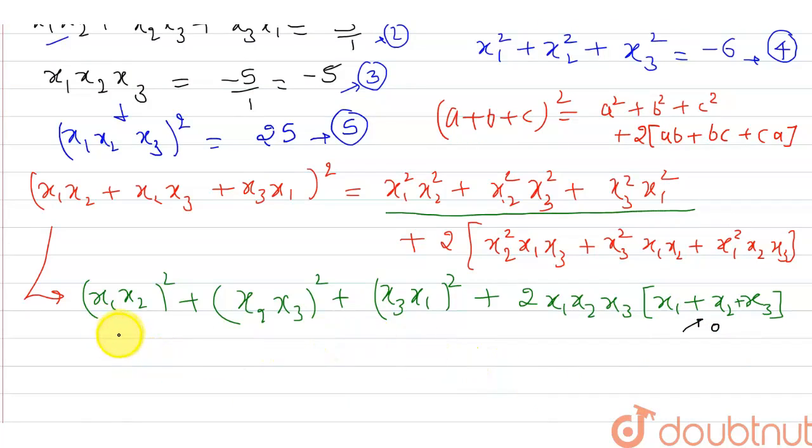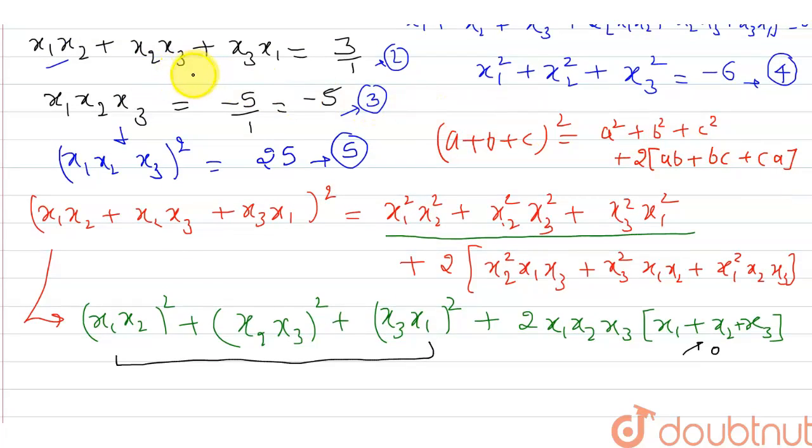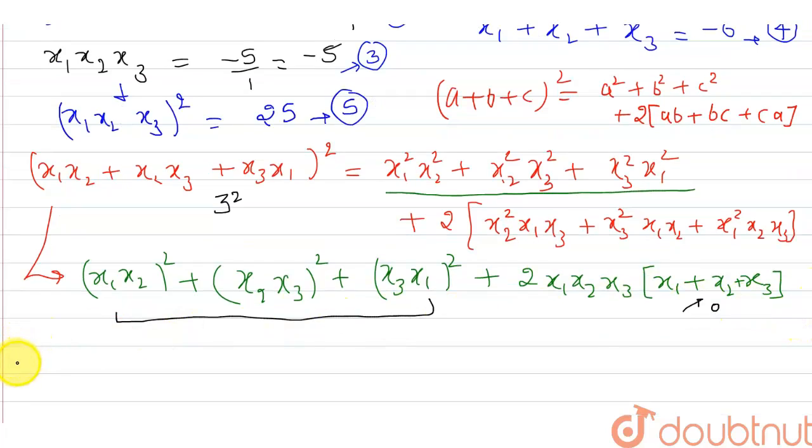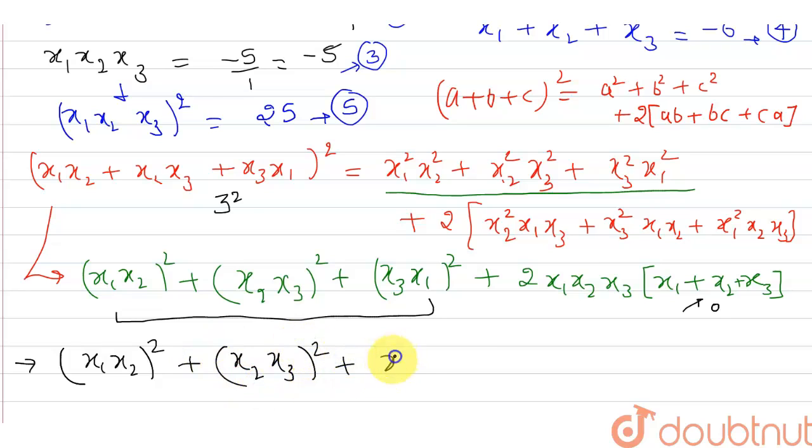Okay, so I have remained left with this, and this is equal to what? This is equal to 3. Okay, from the second equation, this term will be 3 square. So I can write x1 x2 square plus x2 x3 square plus x3 x1 square will be equal to what? This 3 square, which will be 9. So this is my sixth equation.